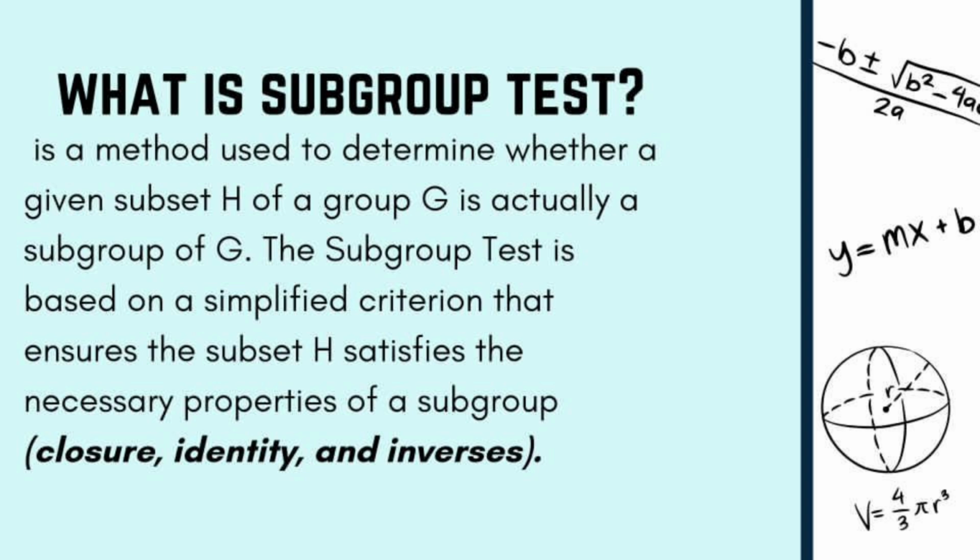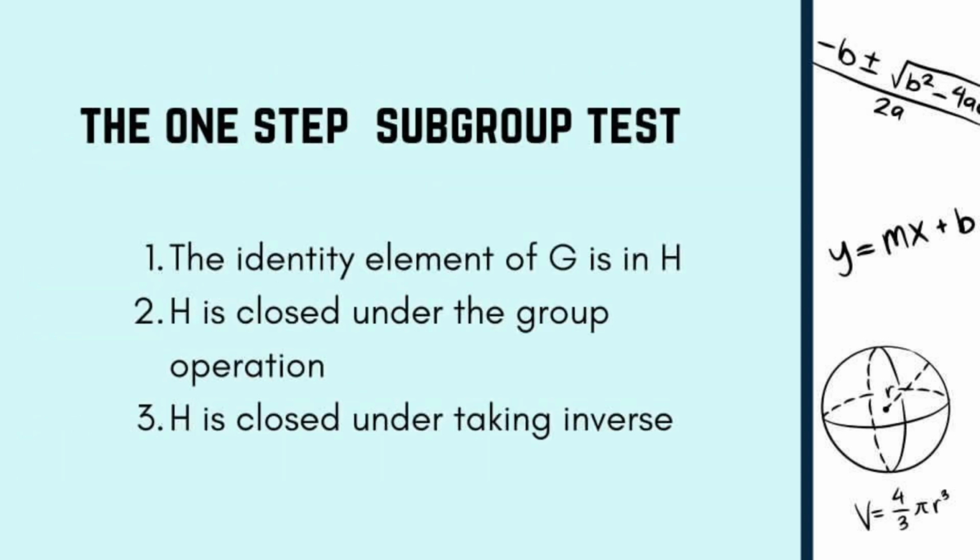The subgroup test is a method used to determine whether a given subset H of G is actually a subgroup of G. The subgroup test is based on a simplified criterion that ensures the subset H satisfies the necessary properties of a subgroup: closure, identity, and inverses. These conditions can sometimes seem like a lot of work to check, but the one-step subgroup test simplifies the process and saves us time.